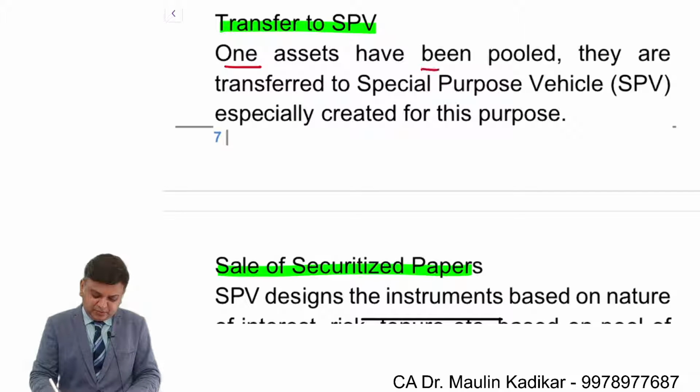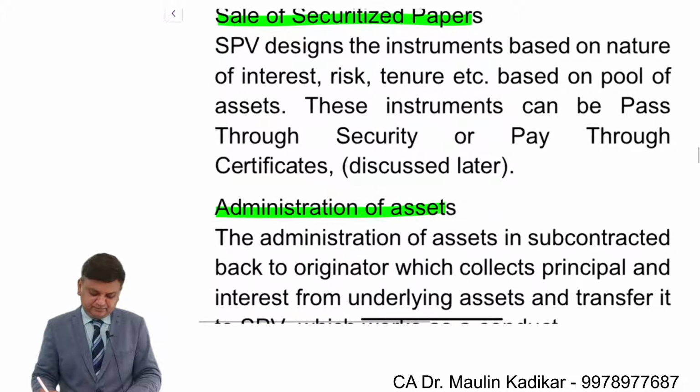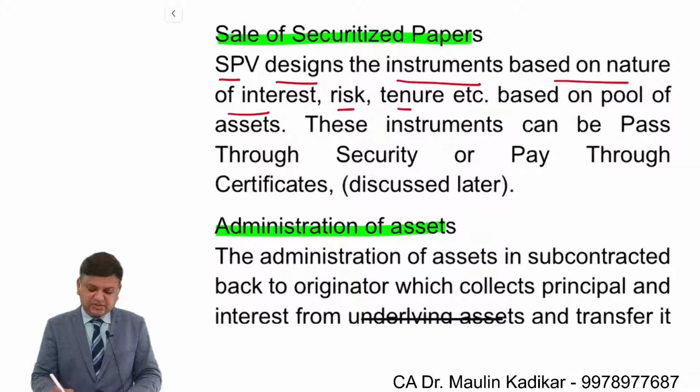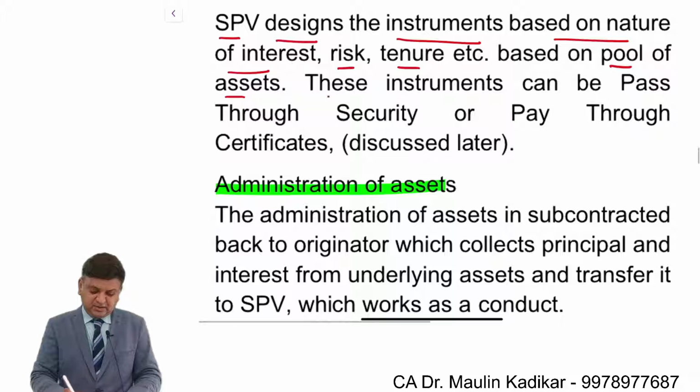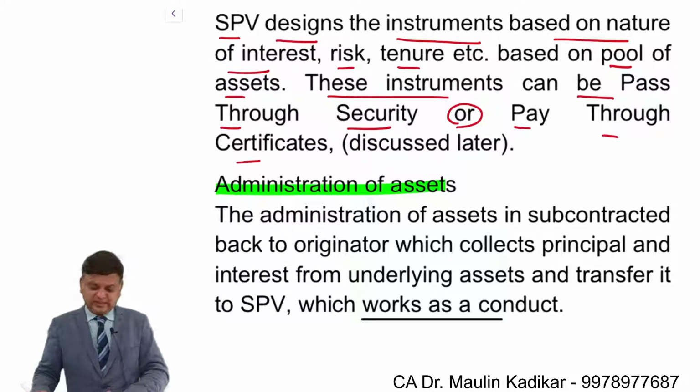Once assets have been pooled, they are transferred to the special purpose vehicle, especially created for this purpose. Securitization process, that is called sale of securitized paper. Special purpose vehicle designs the instruments based on the nature of the interest, risk, tenure, etc. based on the pool of assets. These instruments can be pass through security or pay through security. We understand that there is one more also, that is stripped security.